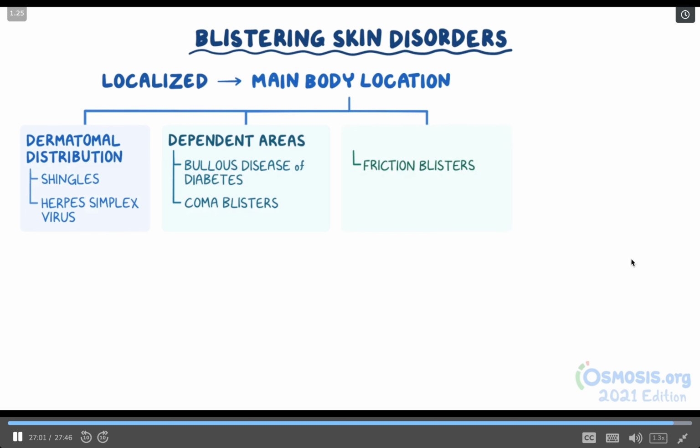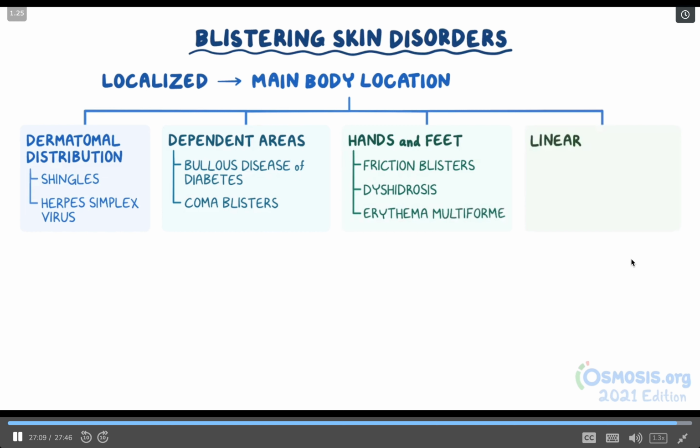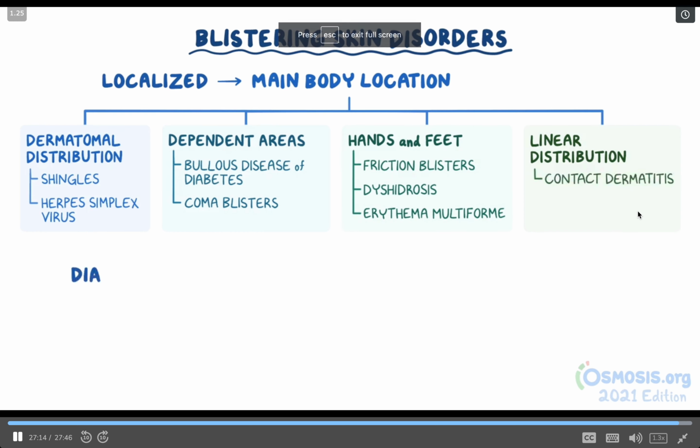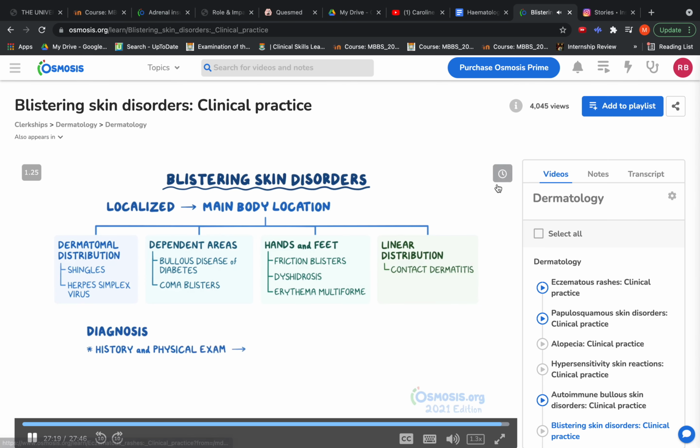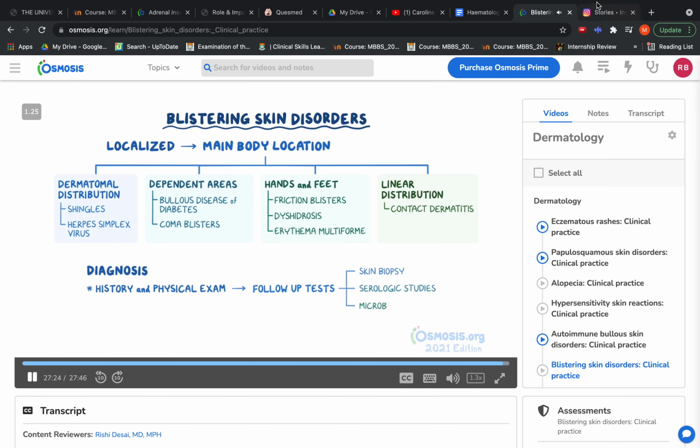Other localized blistering disorders that present in hands or feet include dishydrosis and erythema multiforme. Finally, linear distribution may be observed in individuals with contact dermatitis. For diagnosis, a history and physical exam can help identify the likely cause, but follow-up tests include a skin biopsy, serologic studies, and microbiologic tests.